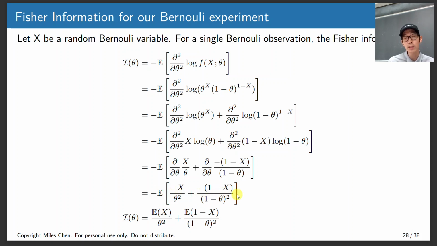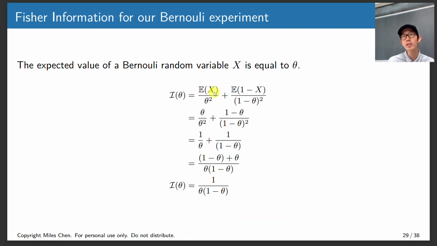Okay, we're going for the expected value of x with respect to x here. So here I'm going to get the expected value of x divided by theta squared, and the expected value of 1 minus x divided by 1 minus theta squared. Theta is a constant, so if we're asking what is the expected value of this thing, I don't have to worry about theta. So I just get the expected value of x divided by theta squared, and the expected value of 1 minus x over 1 minus theta squared.